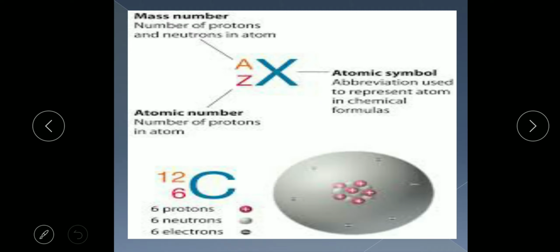Okay. Now what will be its electronic configuration? What is electronic configuration? Electronic configuration is the arrangement of electrons in its shells and subshells. Okay. So the number of electrons is how much? 6. So 2 electrons will go in the K shell. Then how many electrons will be left? That is 6 minus 2 equals 4. So 4 electrons will go in the L shell.